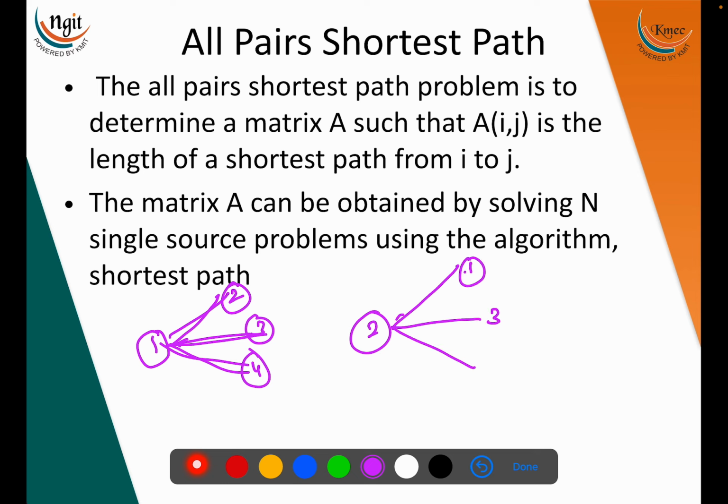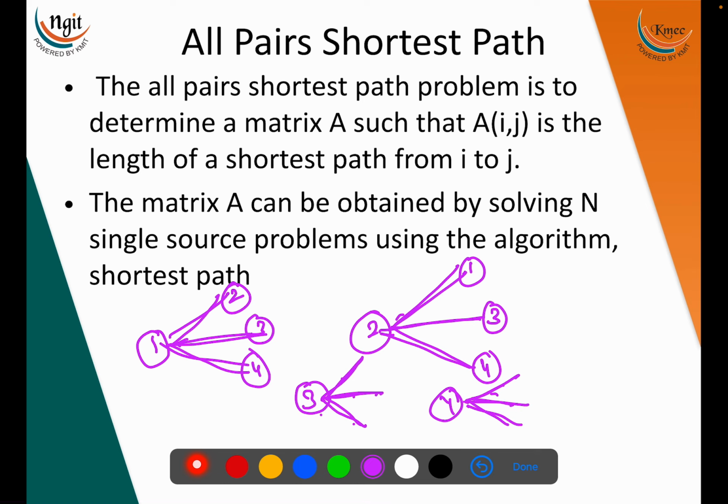What are the paths which are available? Shortest path from 2 to 1, 2 to 3, 2 to 4. If you consider the starting vertex is 3, then also you have to see the same. If you consider 4, then also you have to check which is the shortest path among 3 to 1, 3 to 2 and 3 to 4. So 4 to 1, 4 to 2, 4 to 3. So these are the things you have to do in the all pair shortest path problem.